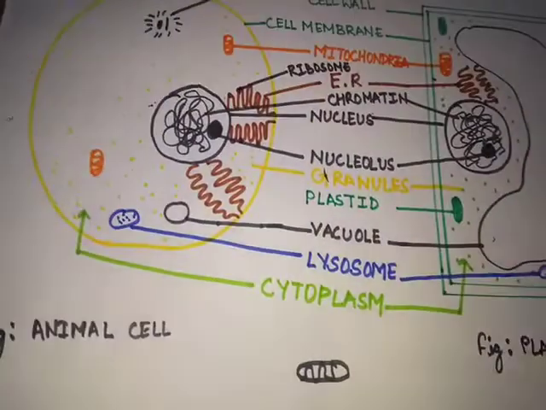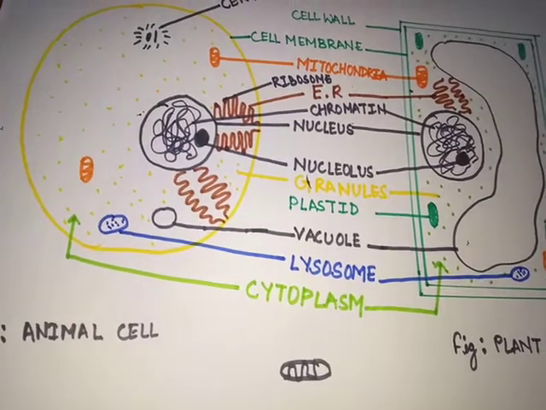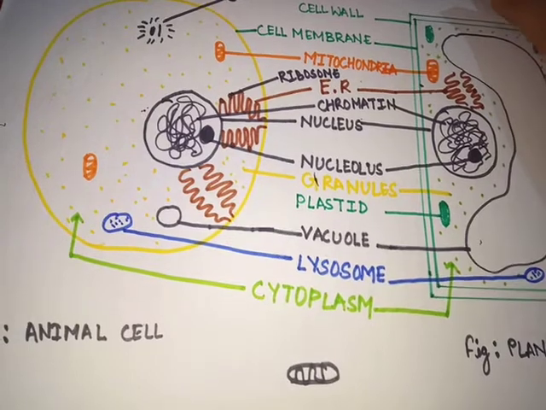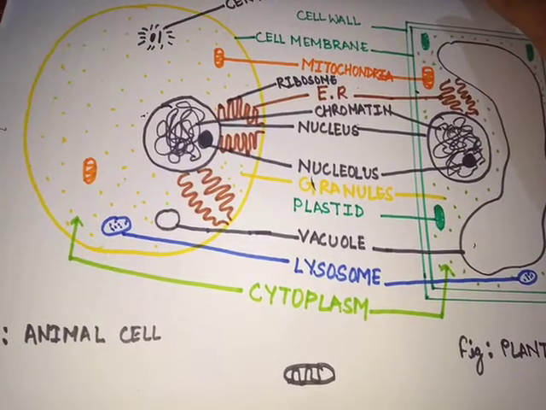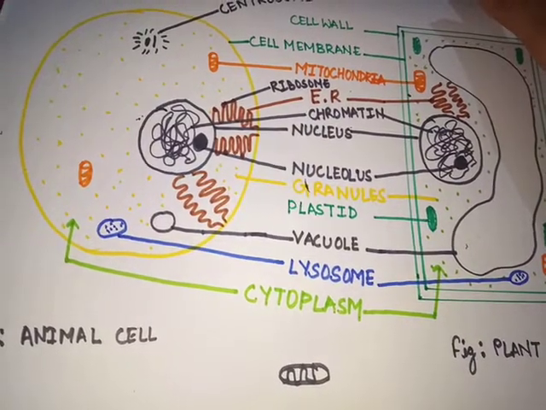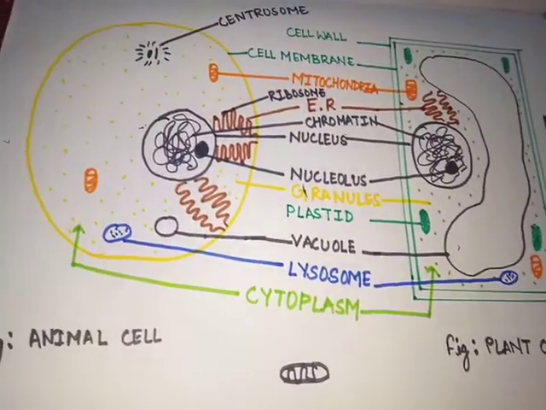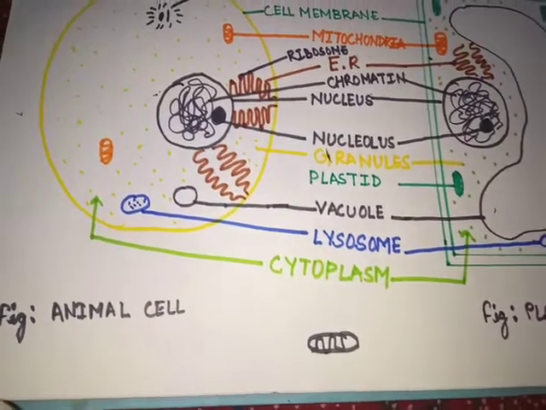Next, with the blue color I have marked is the lysosome. Lysosomes are also called the suicide bags of the cell. What is the function of that? They destroy all the foreign substances entering into the cell, and they do the intracellular digestion. They may destroy the other organelles also sometimes. That's why they are known as the suicide bag.